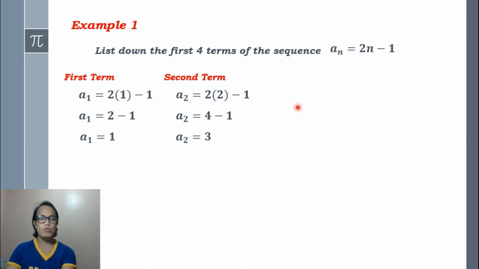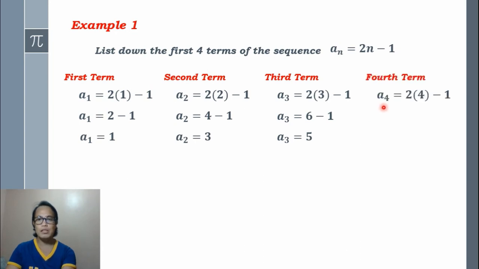Now let's proceed to find the third term. Since this is the third, we have a sub 3 is equal to 2 times n, which is 3, minus 1. That is 2 times 3 is 6, minus 1, is equal to 5. Then we follow the same process for the fourth term. So a sub 4 is equal to 2 times 4 minus 1. So 2 times 4 is 8, minus 1 is 7.